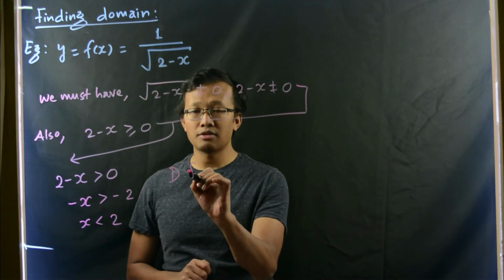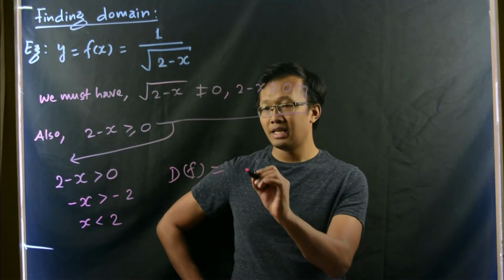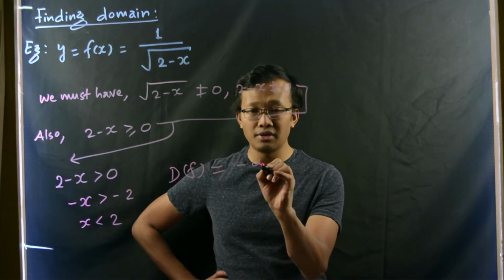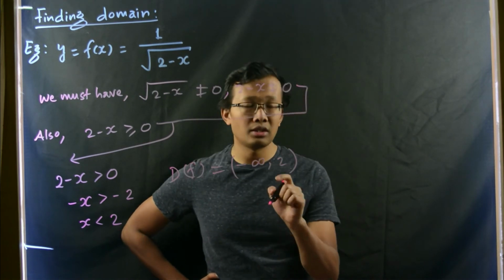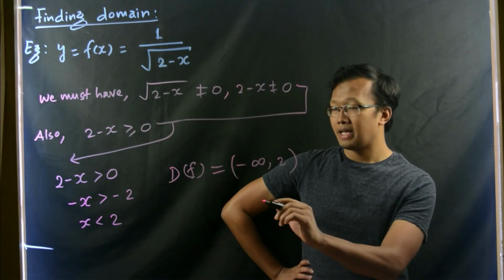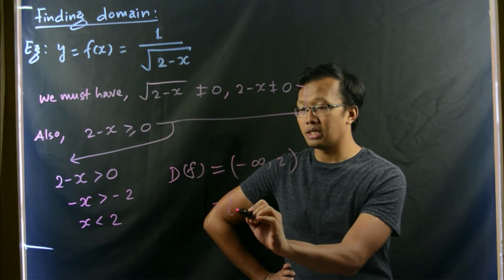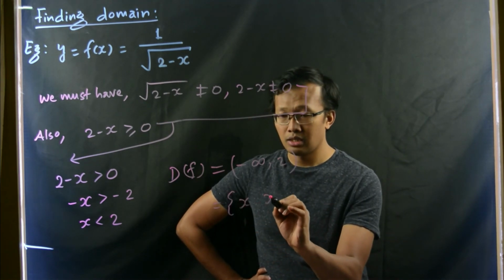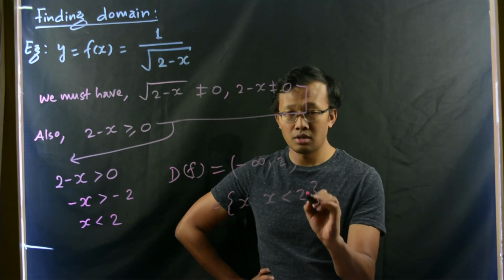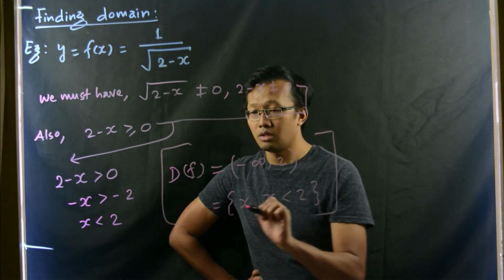Thus the domain of this function is simply x is less than 2, meaning negative infinity up to 2 without this 2, and also it can be written as all x such that x is less than 2. So this is the domain.